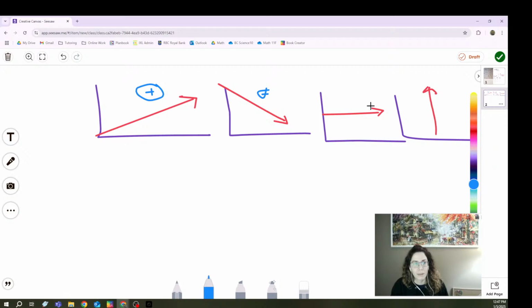Use a calculator then. You said it on a different one. I'm going to show you the difference. This is a slope of 0.